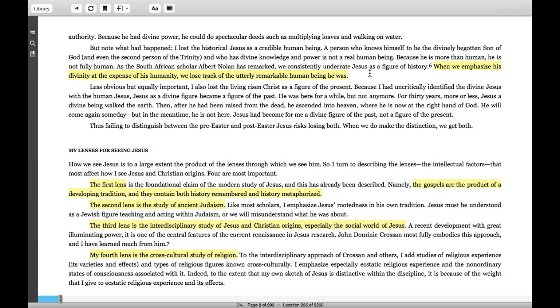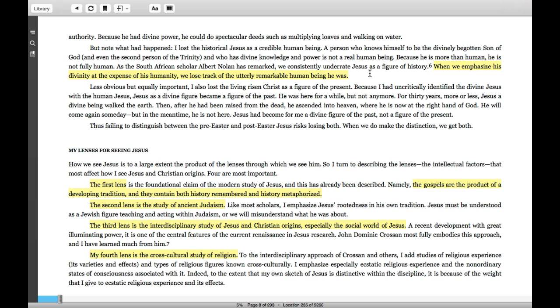Okay, so let's start thinking again. Our essential question, how do we know about Jesus? The thesis that he's starting to make is that we know about Jesus through history remembered and history metaphorized. In other words, we know about Jesus through the Gospels, which were produced by what he calls the developing tradition, and they include both history remembered and history metaphorized. Remember, the pre-Easter Jesus was the Jesus of history remembered. And then the post-Easter Jesus is the Jesus of history metaphorized.